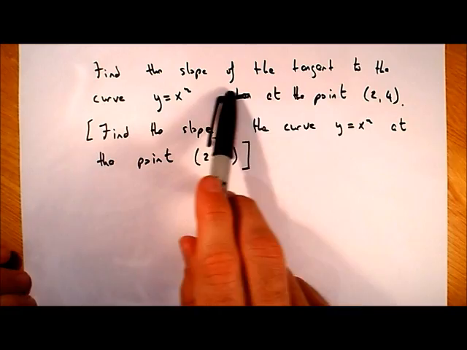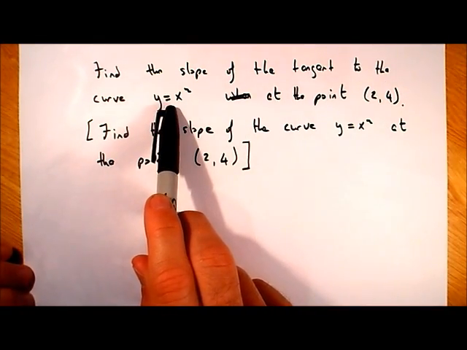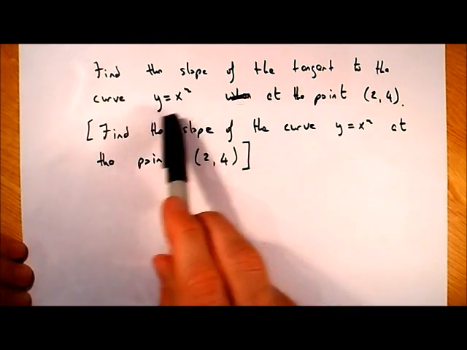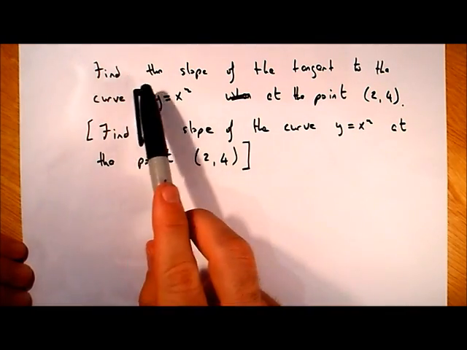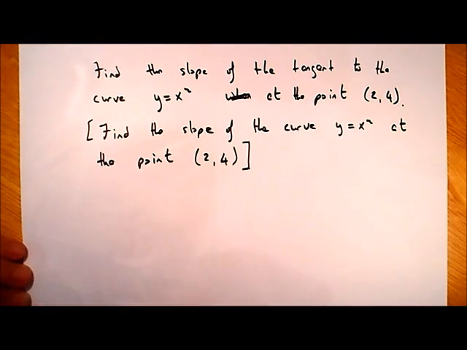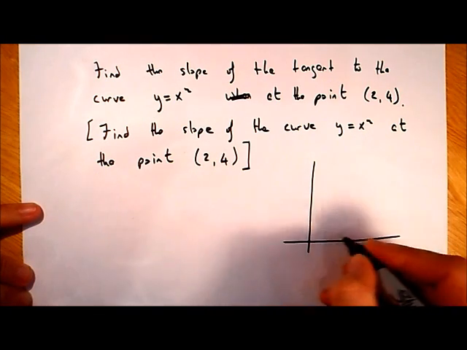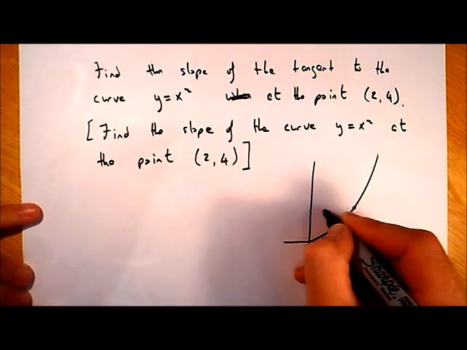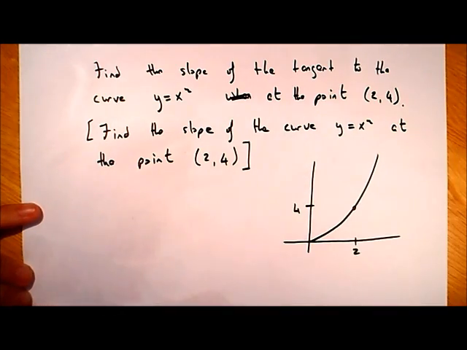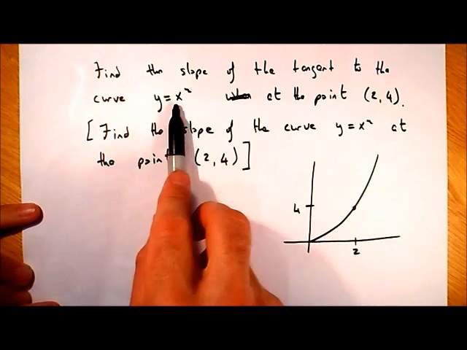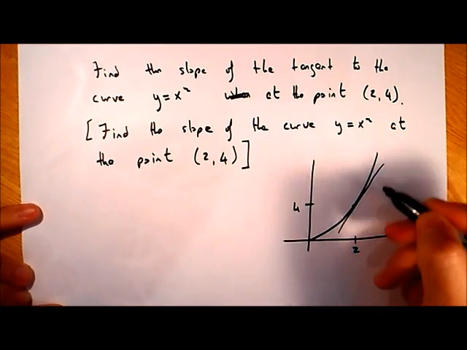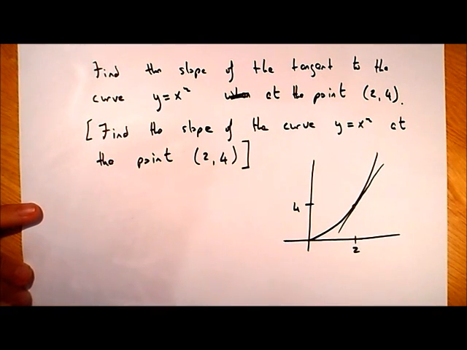So the first one: find the slope of the tangent to the curve y is equal to x squared at the point 2, 4. So we have the curve y is equal to x squared, you know what that looks like, and we have a point 2, 4, which is on that curve. If you imagine drawing in the tangent at the point 2, 4, here it is. So the question is asking us to find the slope of that tangent right there.